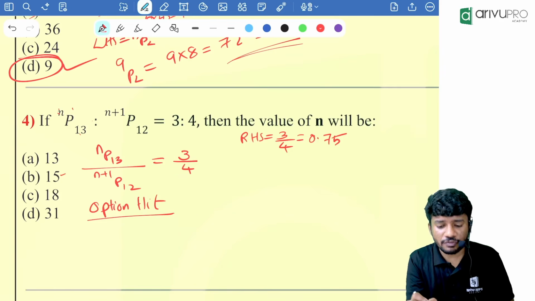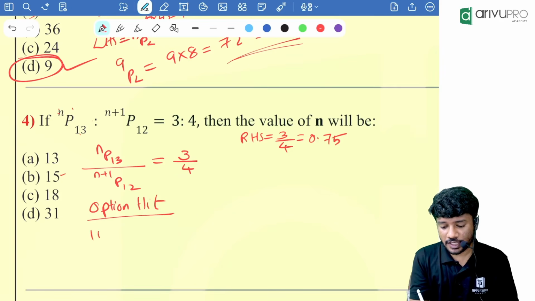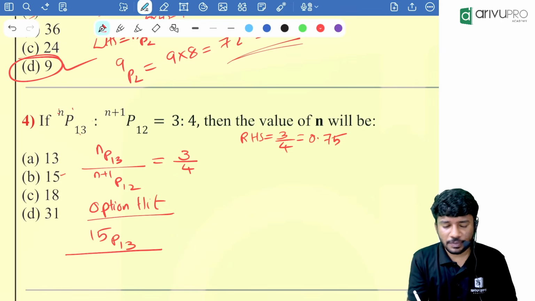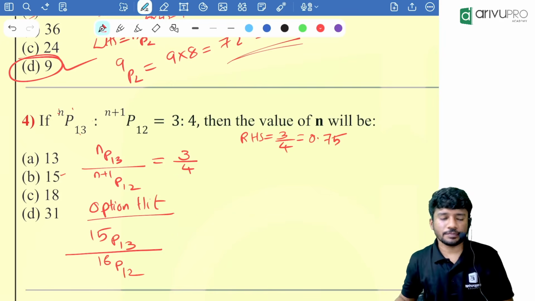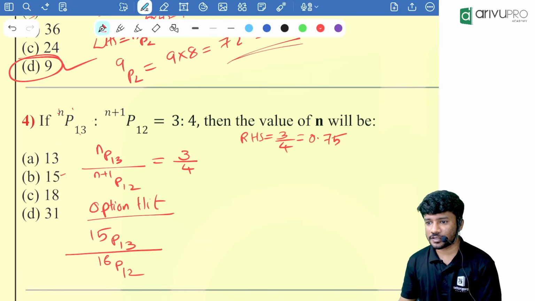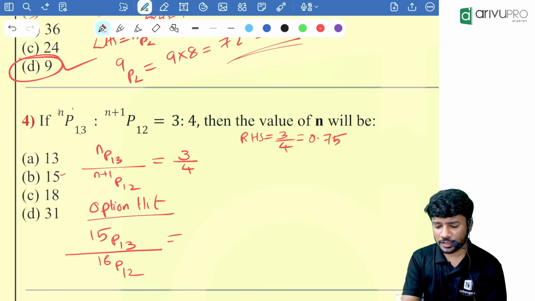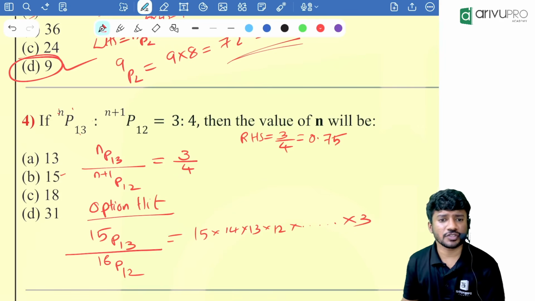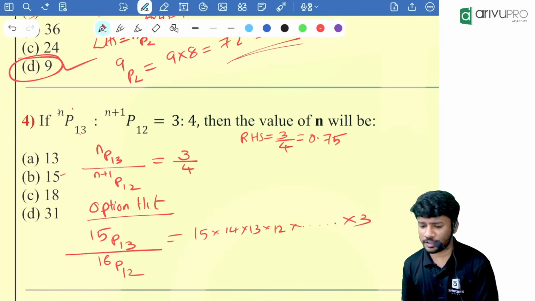Try the second option, 15. We will check with 15. 15P13 divided by (15 plus 1) P12 is 16P12. Okay, this is the formula. Either you can write all the values and cancel things off, or you can use the formula. Whatever is fine for you, you write it. 15P13 is how much? 15 into 14 into 13, into 12, and so on, till what will the final number be? 3, I guess, correct? 2 and 1 will not be there, the final number will be 3.